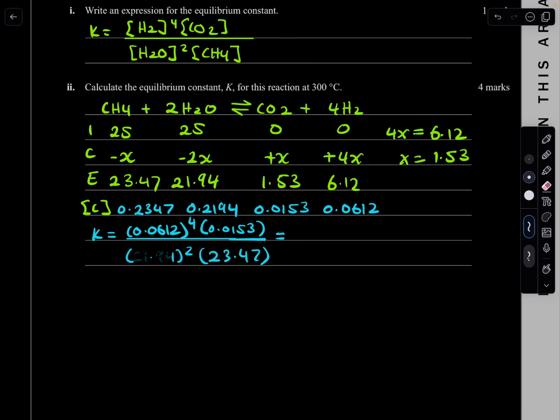I did this wrong. These here, it's supposed to be subbed in 0. So which is your H2O2, which is 0.2194. And this one here is 0.2347. I didn't sub the concentrations, I subbed them moles. So now doing that again.